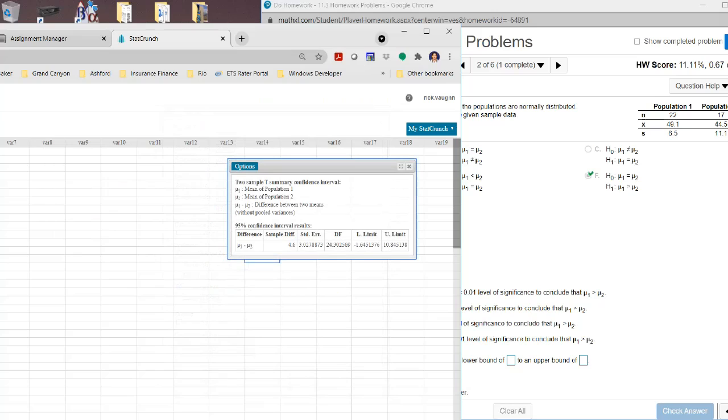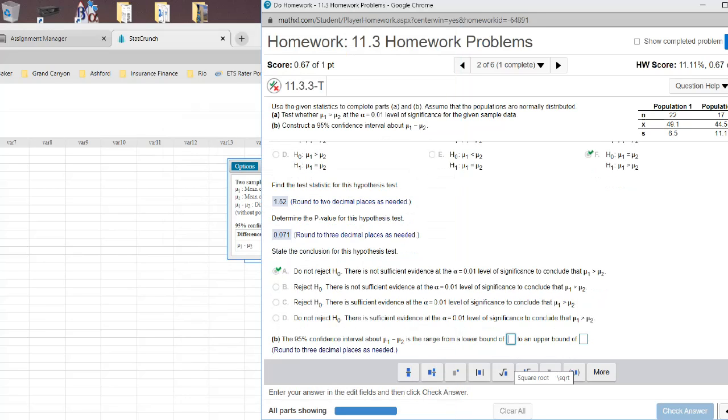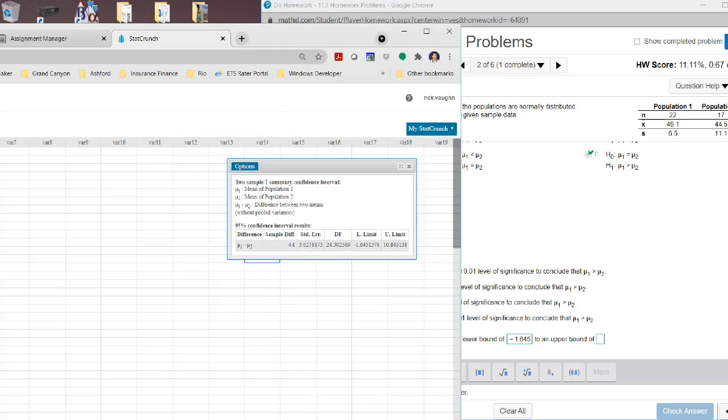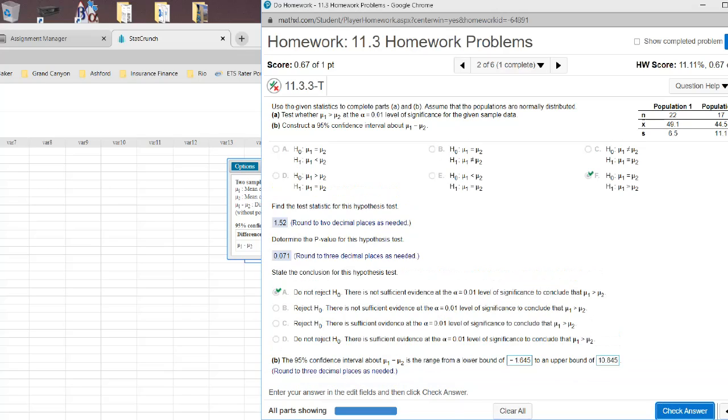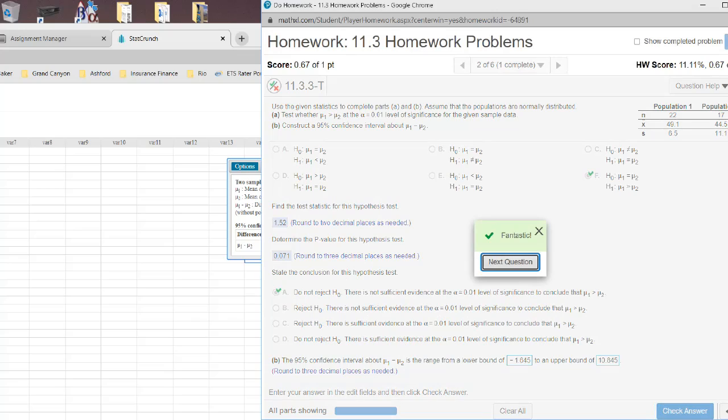Now I get a new window with the lower limit and the upper limit for the confidence interval, and those are the numbers that are going to go in here for lower bound and upper bound. Minus 1.645, and the upper bound is 10.845. And that concludes 11.3, question number 2.